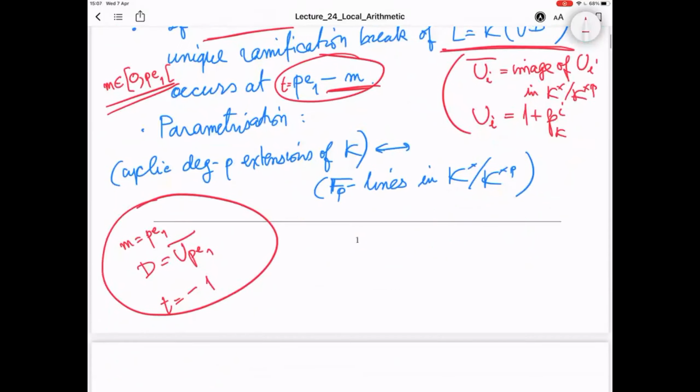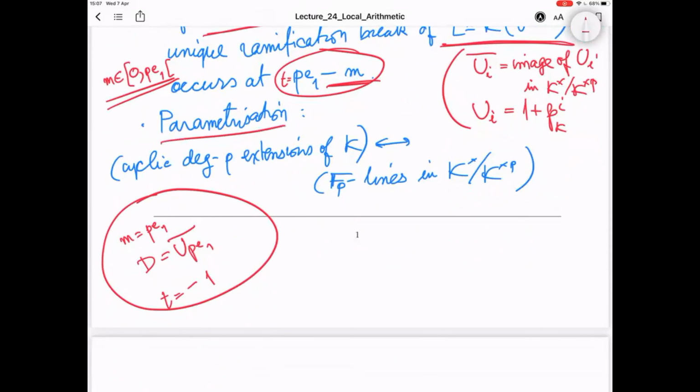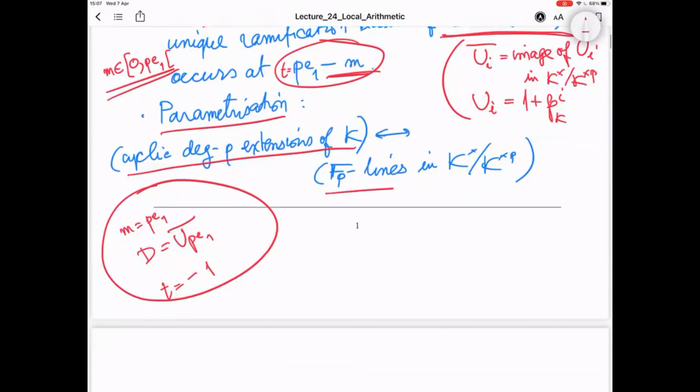And as I said, we have this parametrization of all cyclic degree p extensions of K. They're parameterized by F_p lines in this quotient, K star modulo K star to the power p.